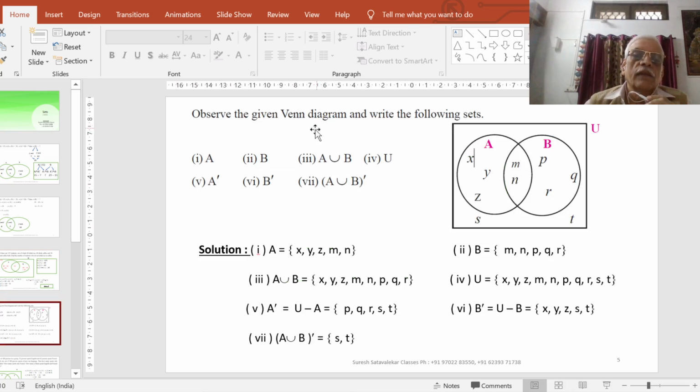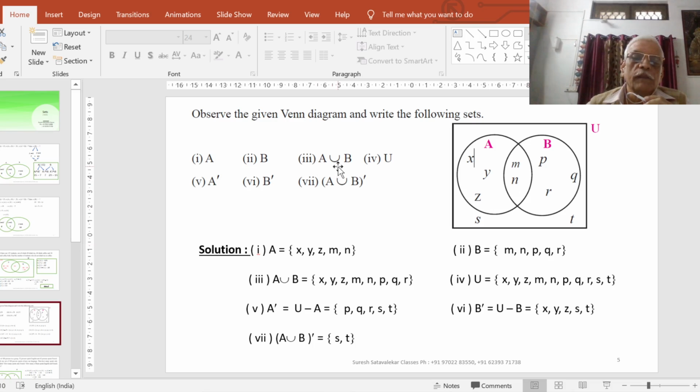Observe the given Venn diagram and write the following sets. This Venn diagram is given and these sets are asked. A. So A means this set. A contains X, Y, Z, M, N. Answer: A is X, Y, Z, M, N. Then set B. Set B means this set. So that contains these elements: M, N, P, Q, R. B contains M, N, P, Q, R.